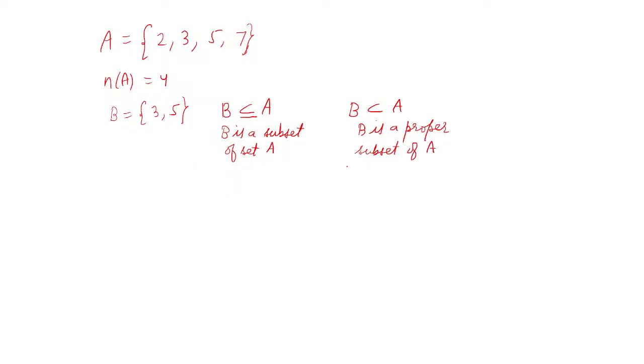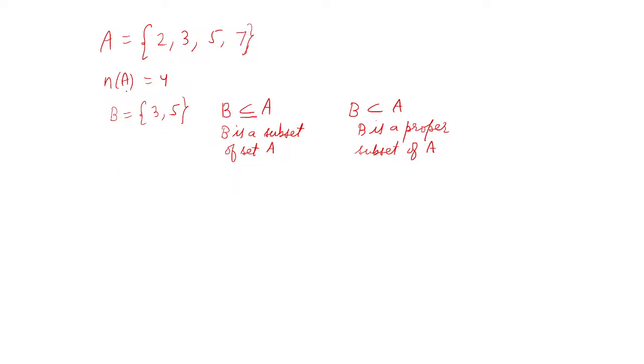So, proper subset would mean what? If B is a proper subset of set A, that essentially means B does not contain all the elements that are there in set A. That means B is not equal to set A. B is a strict or proper subset of set A. That means there will be at least one element which is there in A but is not there in B. So that's what it is.